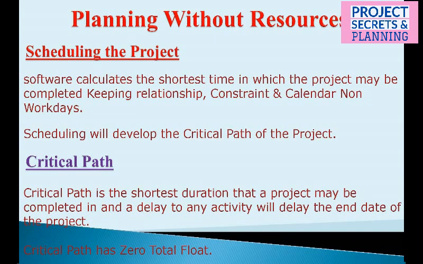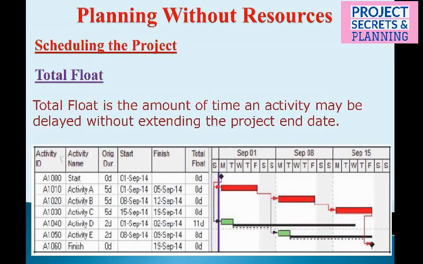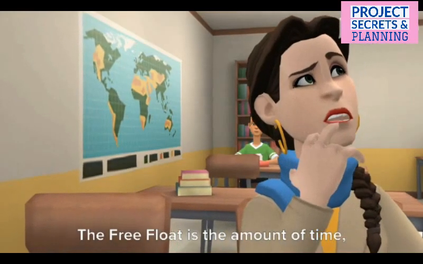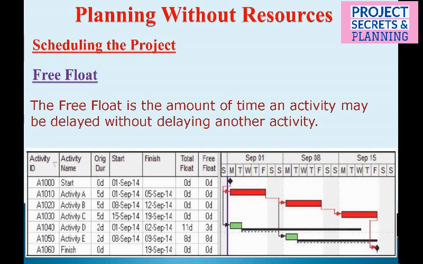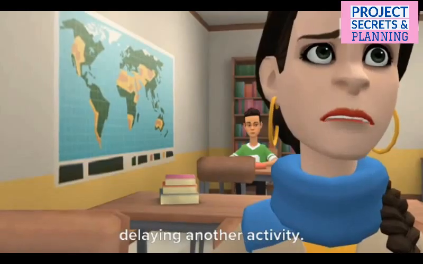Keep in mind that the critical path has 0 total float. Total float is the amount of time an activity may be delayed without extending the project end date, which you can see in the figure. The free float is the amount of time an activity may be delayed without delaying another activity.